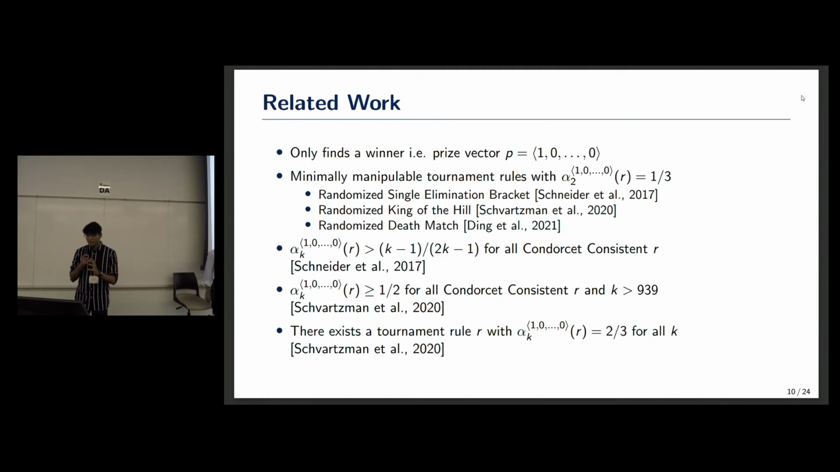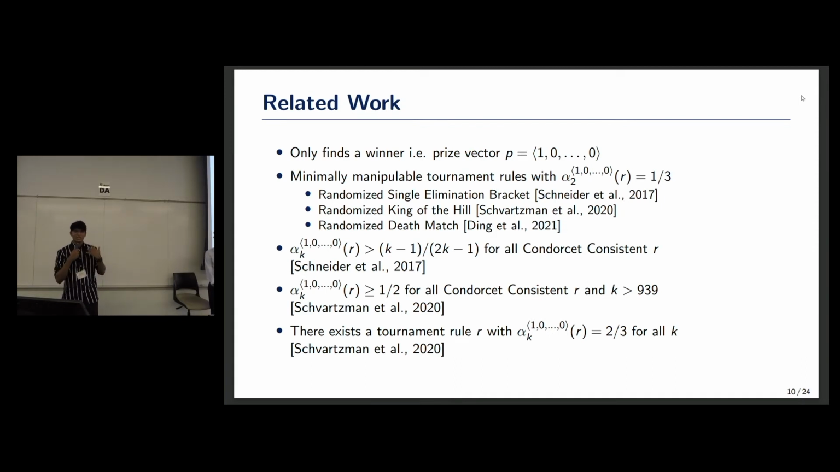Okay, I'll talk a little bit about related work. So far, all related work on the manipulability of tournament rules has only considered the winner of a tournament. They haven't been concerned with ranking the teams, but rather just finding a winner. So the question there is, can a set of teams collude so as to increase the probability that one of them would be the winner?